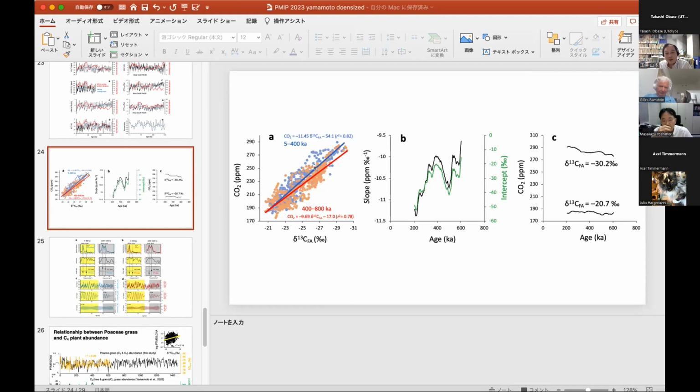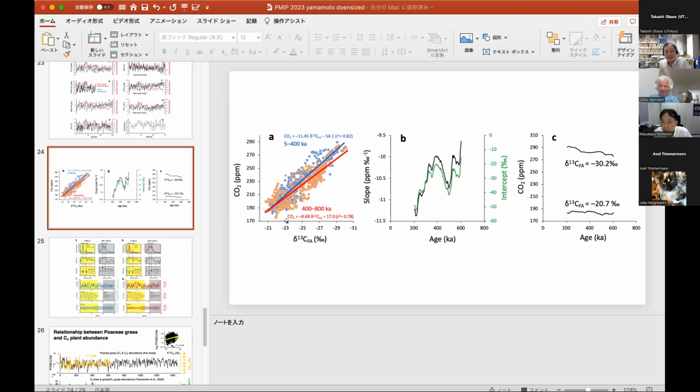Then the correlation is very similar. This is statistically equal, actually. Also, we moved the time window from older to younger. Then we obtained the slope and the intercept of this calibration. This is also stable. So this means that within 800,000 years, the calibration was stable.